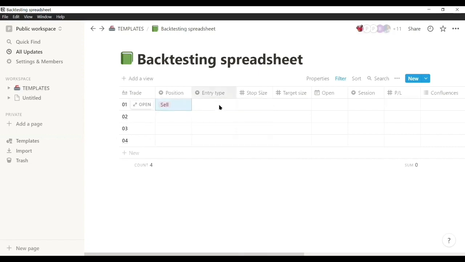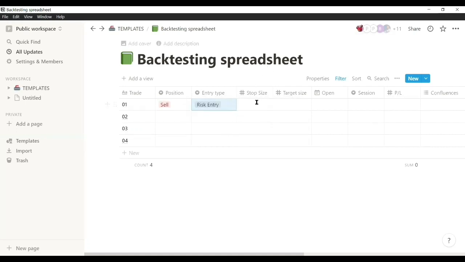Your entry type. I've refined this, and this backtesting spreadsheet is relevant to the information that I need when I'm obviously going to optimize and do different things in my trading strategy. So I also pay attention to my entry types. What kind of an entry am I taking? Am I taking a risk entry or a reduced entry? You obviously then type that in.